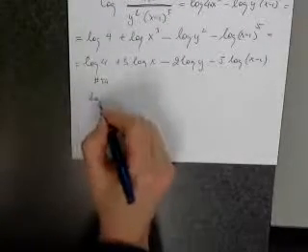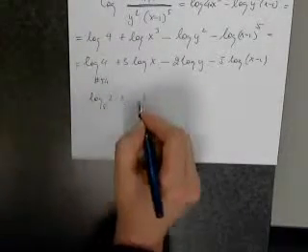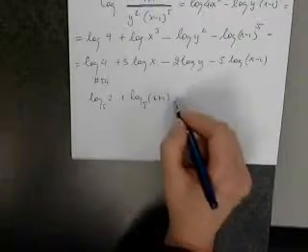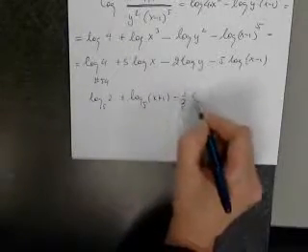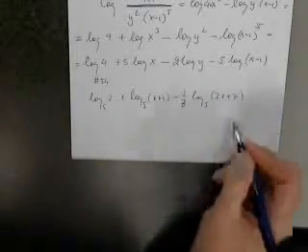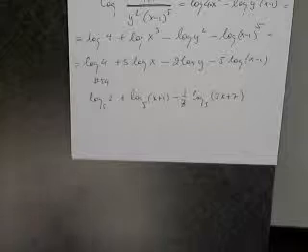54: we have log base 5 of 2 plus log base 5 of x plus 1 minus 1/3 log base 5 of 3x plus 7. And by the way, everything has to have the same base, otherwise we cannot use those properties. Going back into condensing.